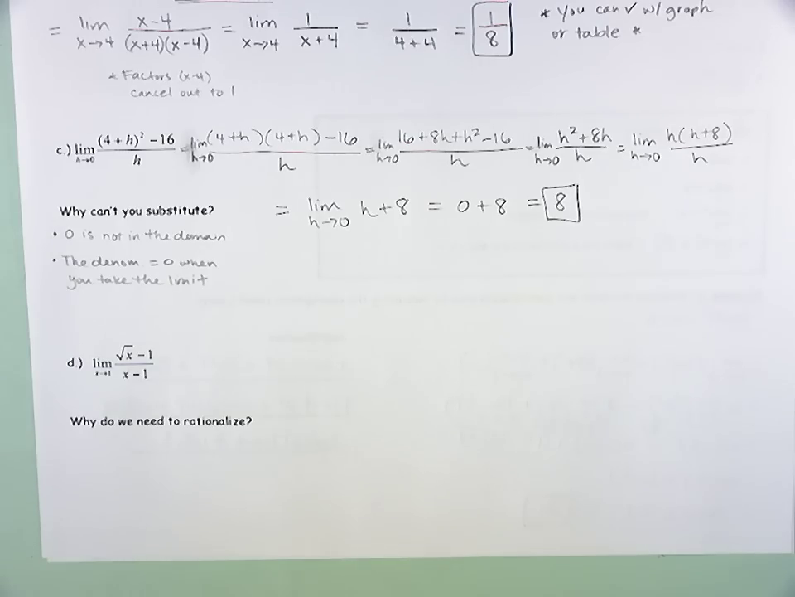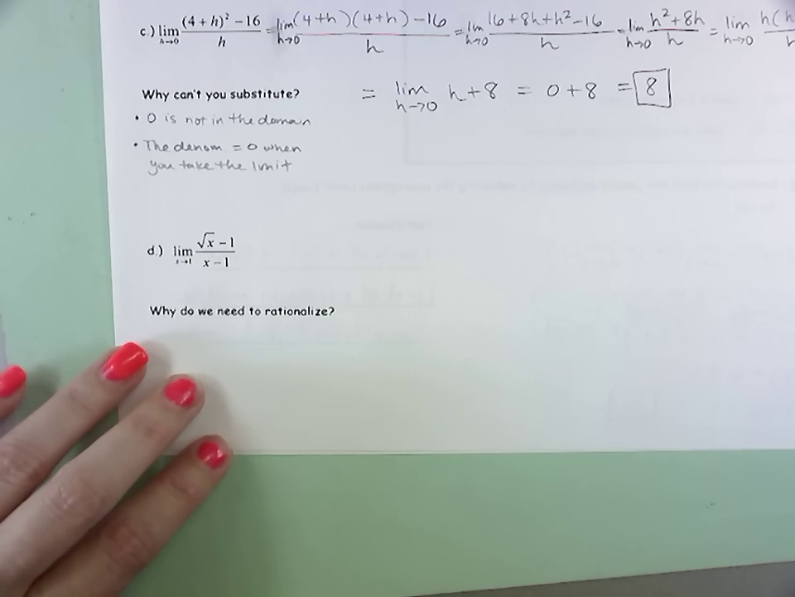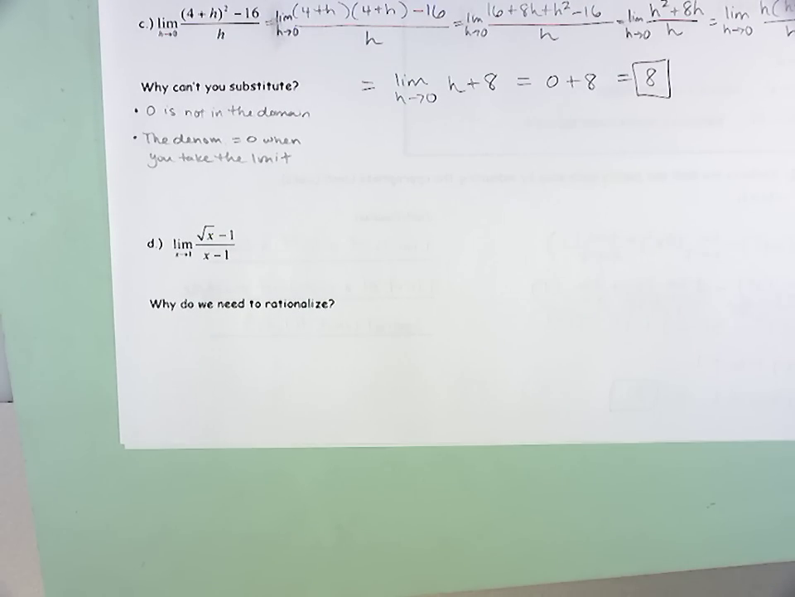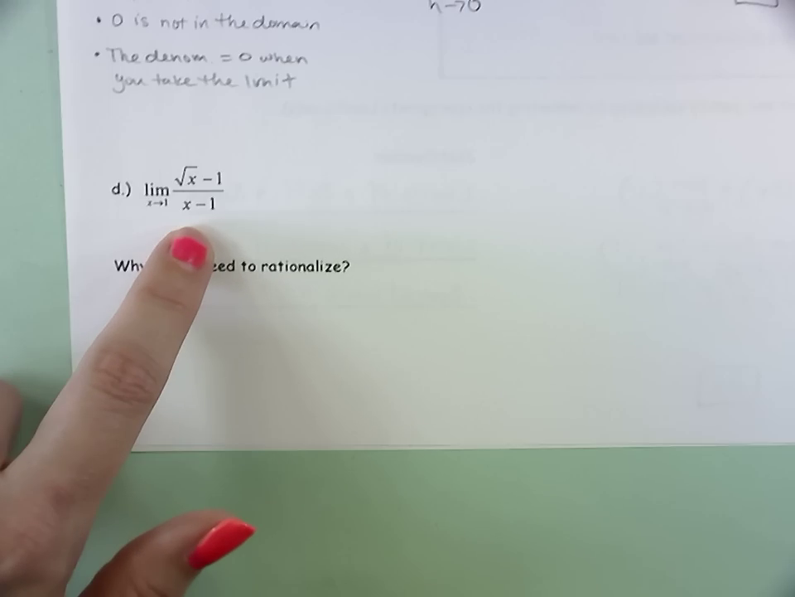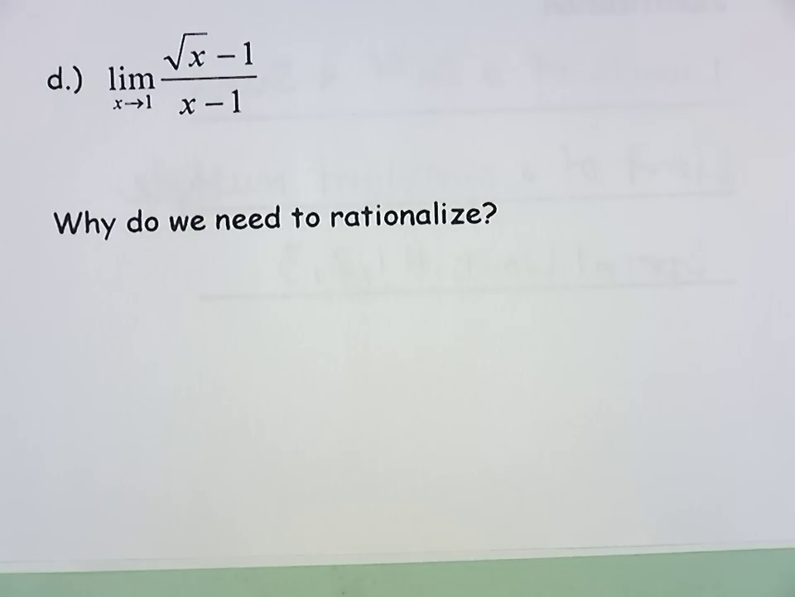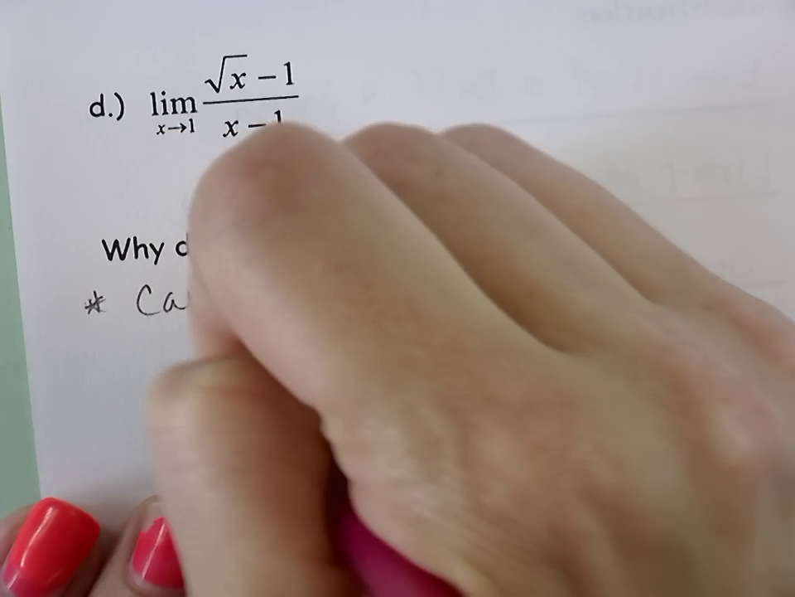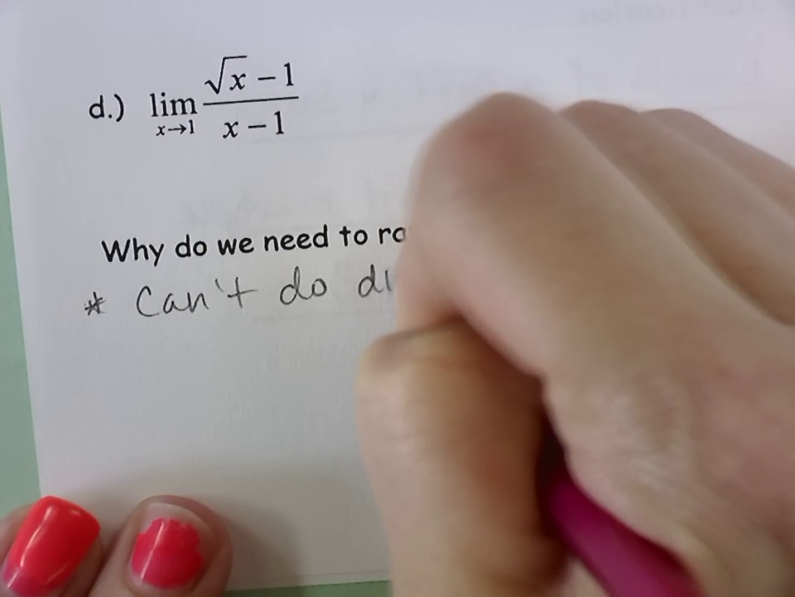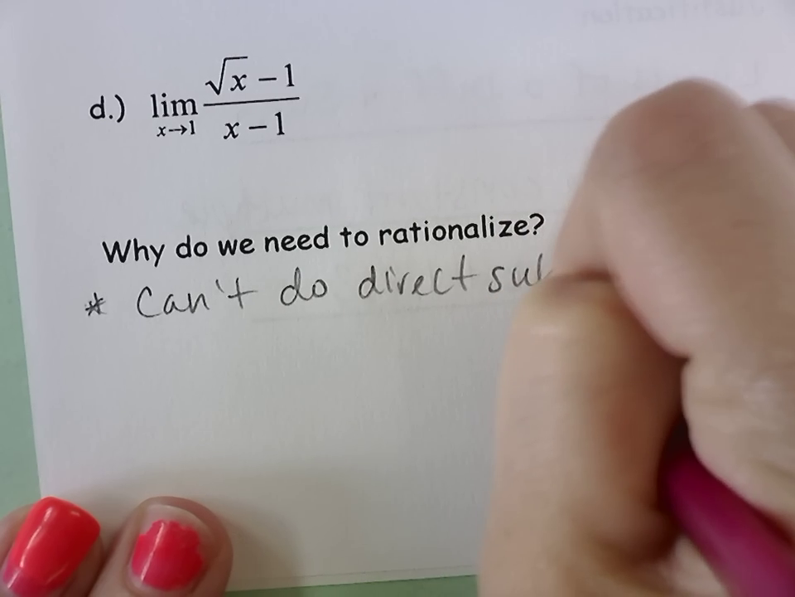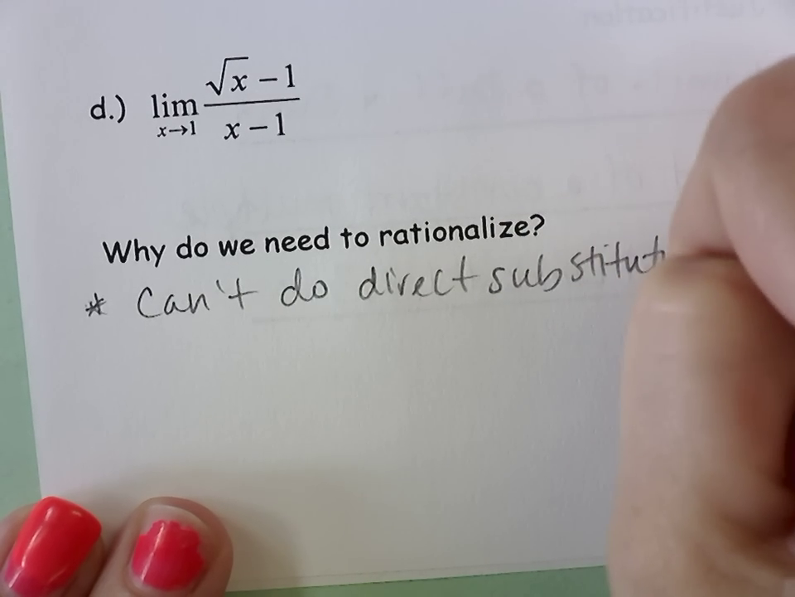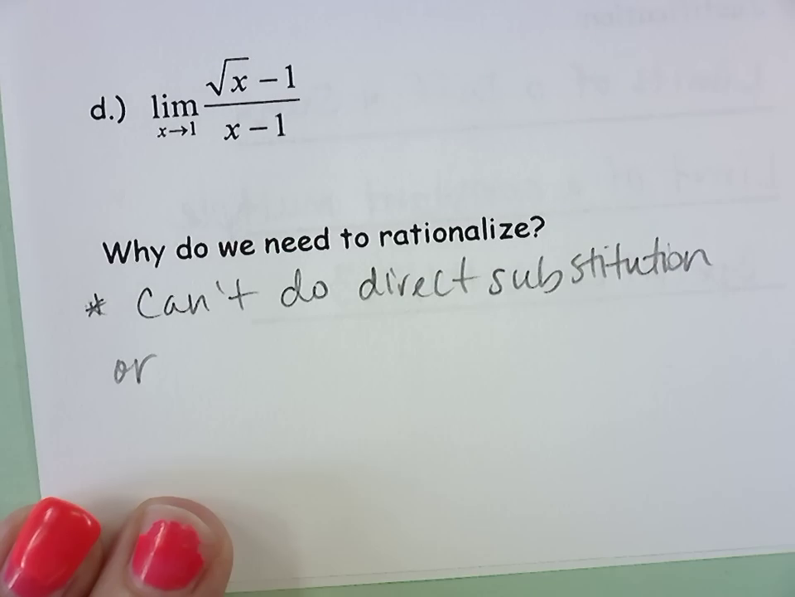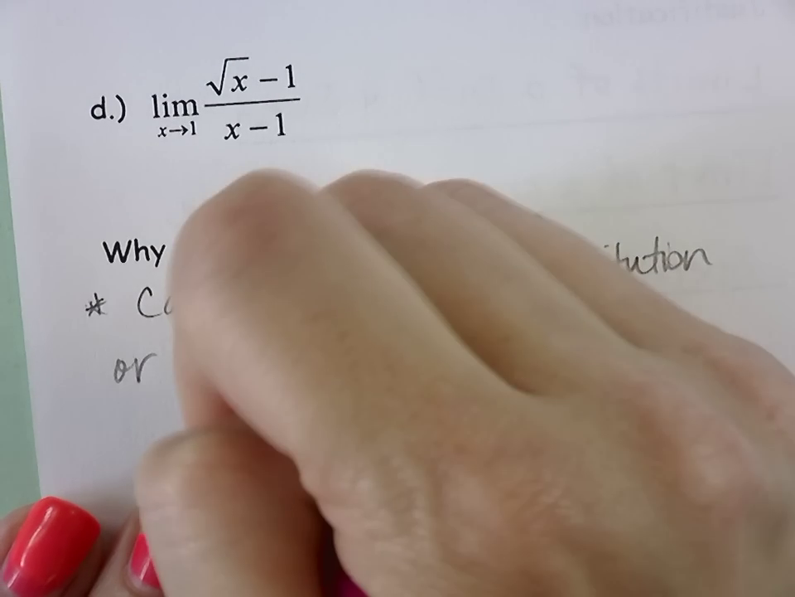So you can see, I already said, why do we need to rationalize? So let's think about this. First, if we plug in 1, what's going to happen? Yeah, the denominator is going to be 0. Okay, so we are going to rationalize, and that's because we can't do direct substitution or use the limit of a quotient law.